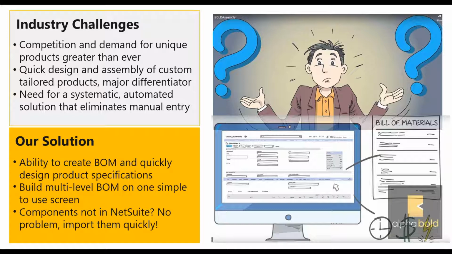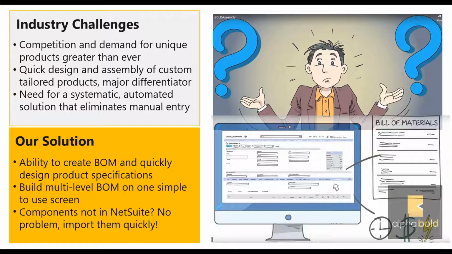In order to do that, we need a good system or a systematic way of automating all these different tasks that were in the past done manually. And this is why we've created this solution. We've noticed that there are a lot of manual processes that make this whole custom product fulfillment very difficult. So we've created a solution that allows you to create a bill of materials or assembly items quickly and design those products and add product specifications very quickly.